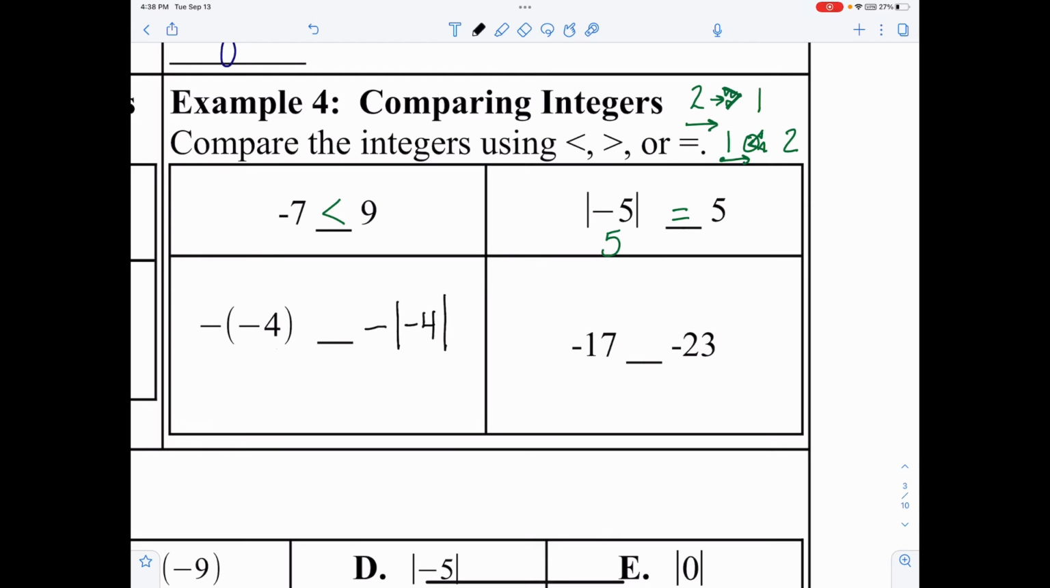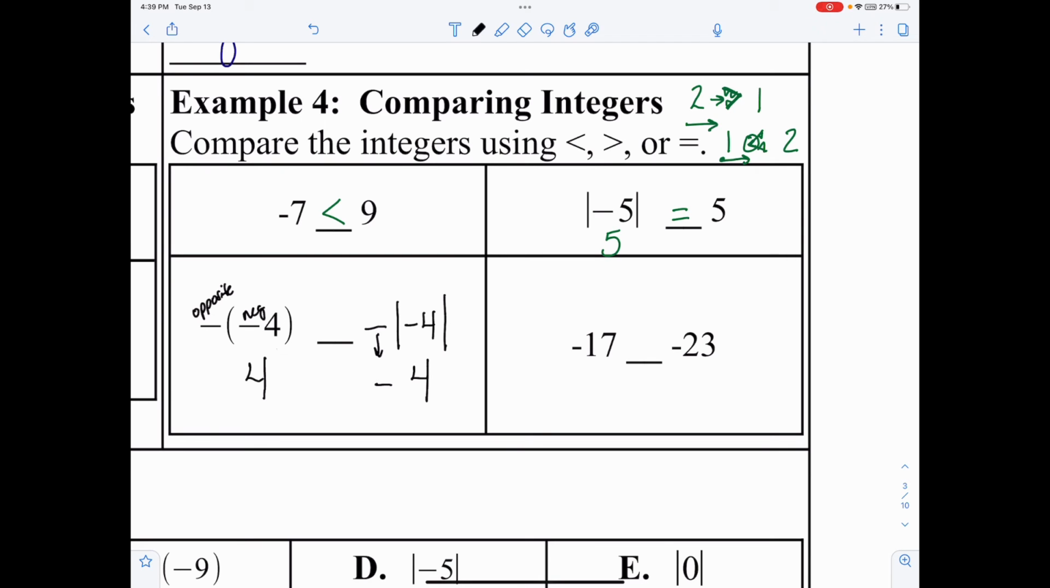The first thing I see, let's take care of the parenthesis one, is we have the opposite of -4. So the opposite of -4, or -1 times -4, is +4. Okay, the opposite of -4. Now we have the absolute value. Always address the absolute value first, then the opposite symbol. Okay, so the absolute value of -4 is 4, and then what's the opposite of that? The opposite of that is -4.